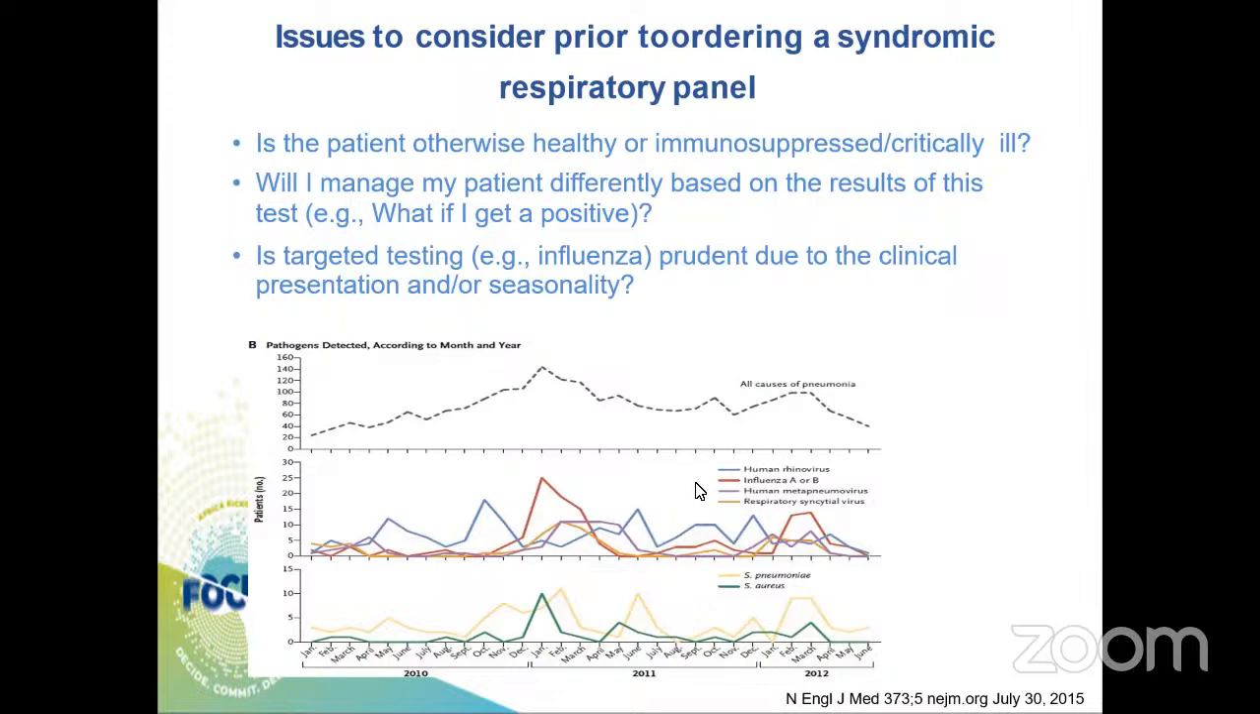So this will be able to answer your question probably: will I manage my patient differently based on the results of this test, e.g., what if I get a positive? Again, is it a targeted test, e.g., influenza, due to the clinical presentation, or is it because of our seasonality or something like that? So we need to be very specific on that.